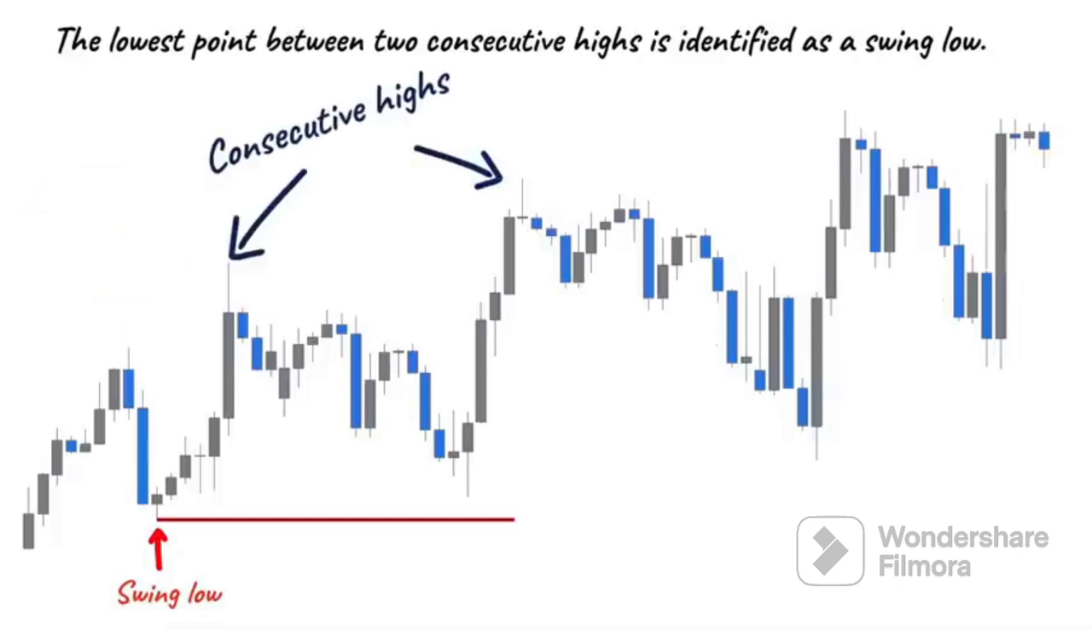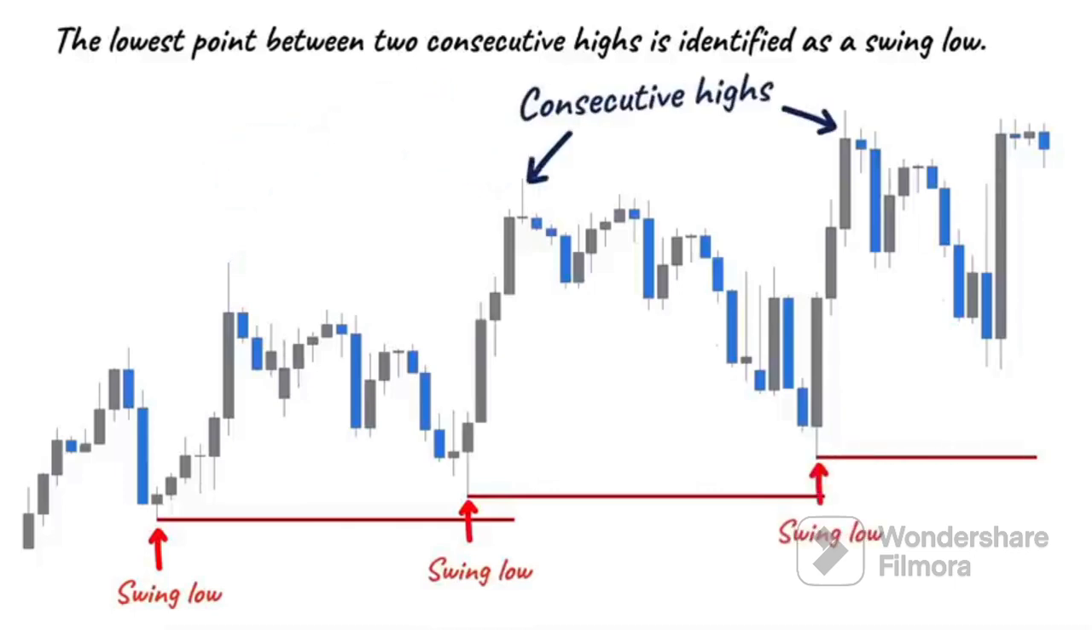Here we have another break of structure by this move. So the lowest point between two consecutive highs is identified as the swing low. Once again, we have another two consecutive highs and a swing low. Keep in mind that the same concept applies to the bearish scenario.